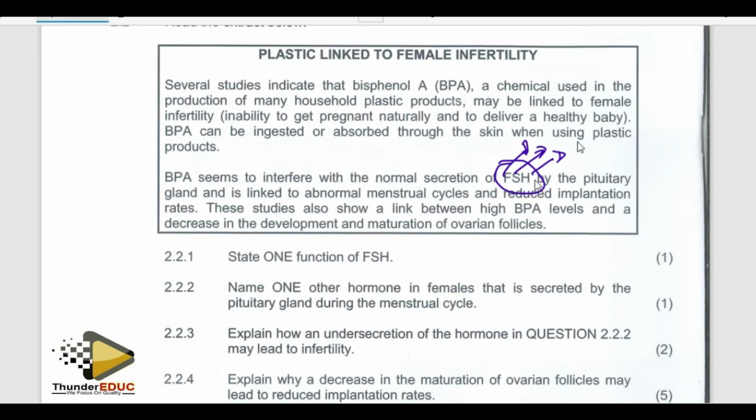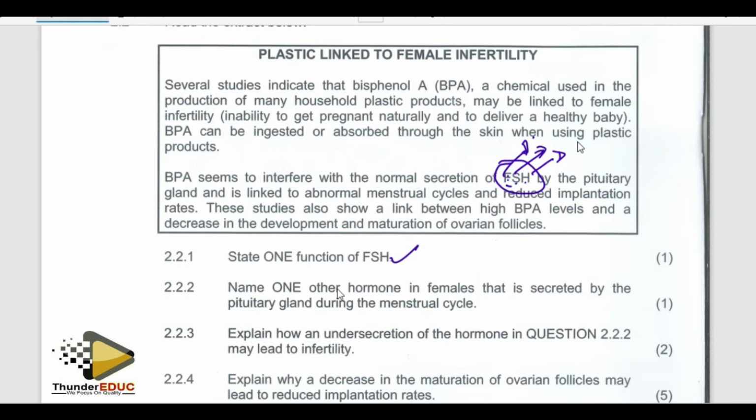The name is stating that this hormone stimulates the development of the Graafian follicle. What is the state one function of that hormone? Its name is stating the function. It's the hormone which stimulates the development of the Graafian follicle. Simple. Done. Don't even waste too much time there.